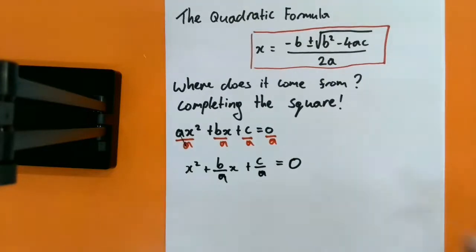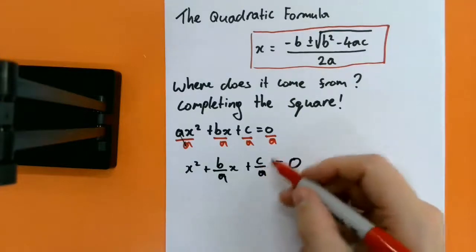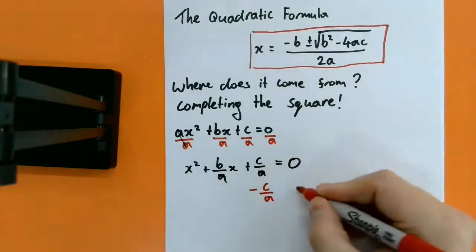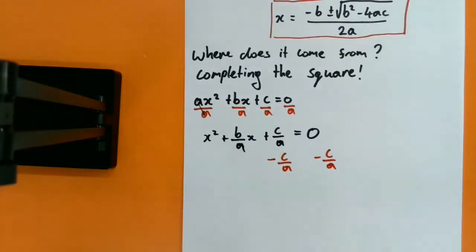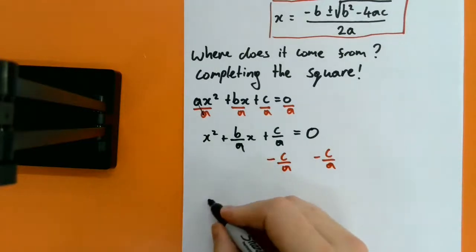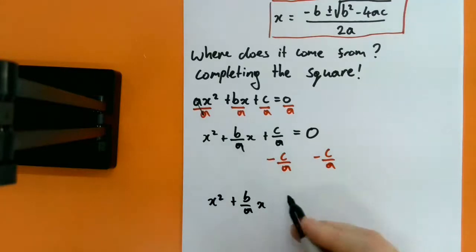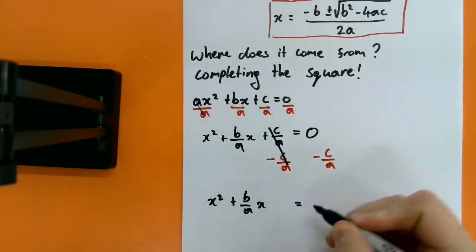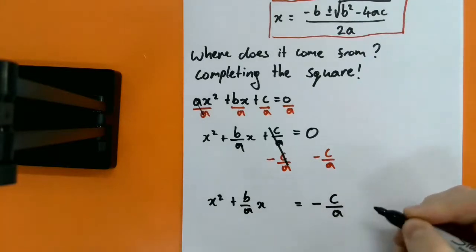In class I told you the first thing that we should do whenever we're completing the square is move the constant term, this one here, to the other side. To do that we subtract c over a from both sides. Okay? You'll notice our next step is then x squared plus b over a x, and these two are going to disappear, aren't they? Because c over a minus c over a becomes 0. And on the right-hand side of this equation, we now have minus c over a.